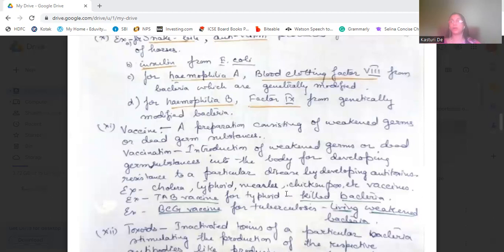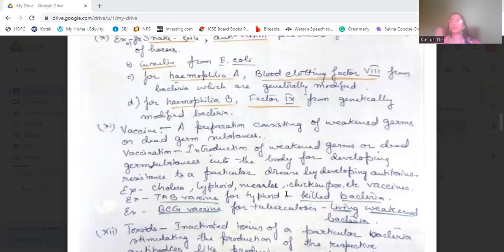For example, vaccines are used for cholera, typhoid, measles, chickenpox, etc. For typhoid, killed bacteria is used, and the vaccine name is TAB vaccine. For tuberculosis, living weakened bacteria is used, which is known as BCG vaccine. So this is about vaccines. I think you are clear.